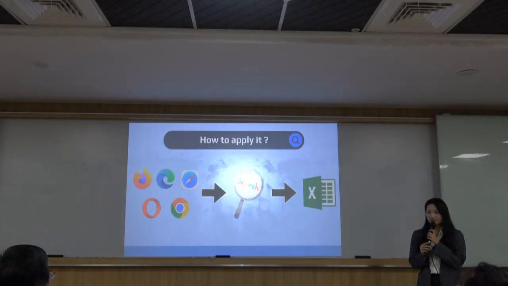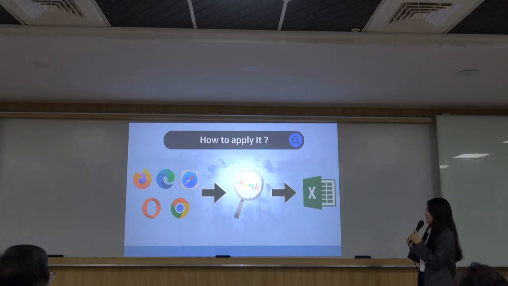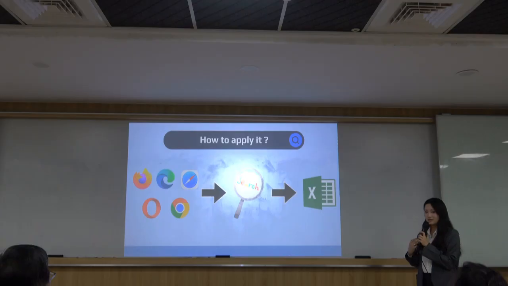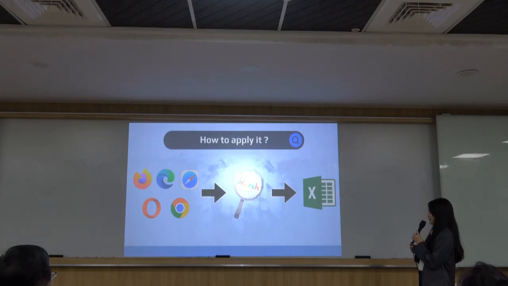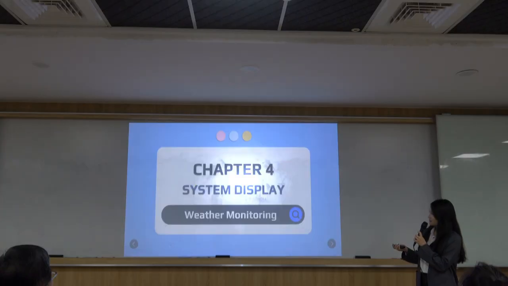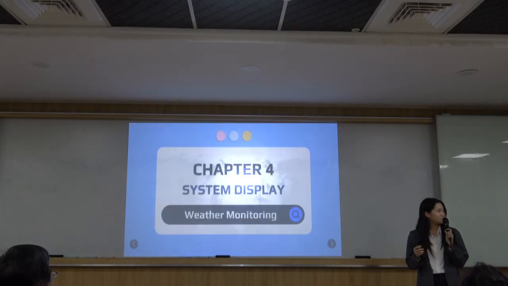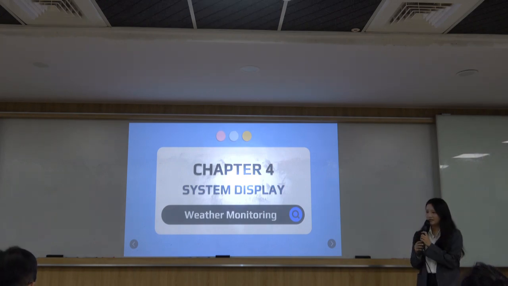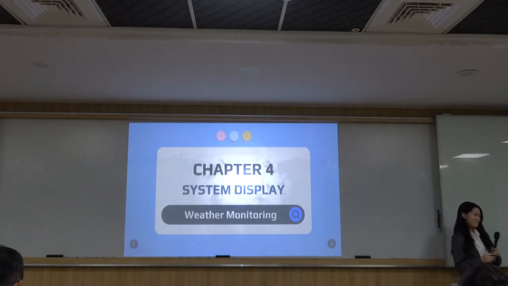And how to apply it? The first step is to set up the RPA bot to open a browser like Safari or Chrome and enter specific keywords. Then it automatically extracts the relevant information from the web pages and copies the results into an Excel file for analysis. Next, Eva will show how these steps are applied in practice, using RPA for weather monitoring and price comparison.